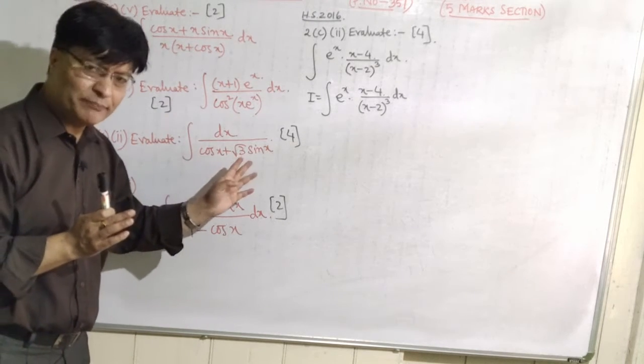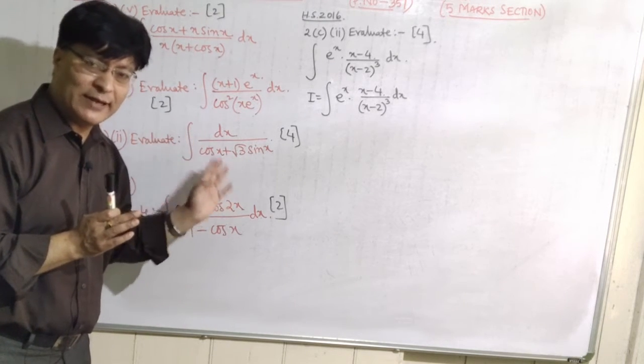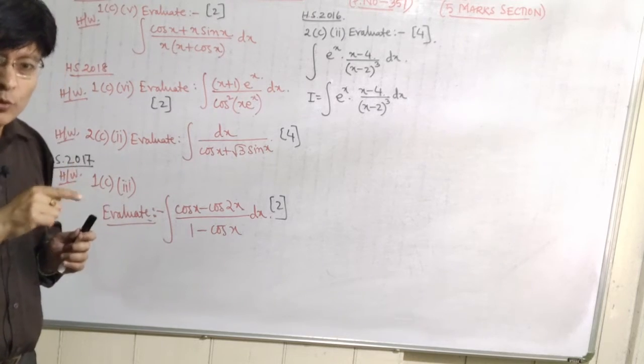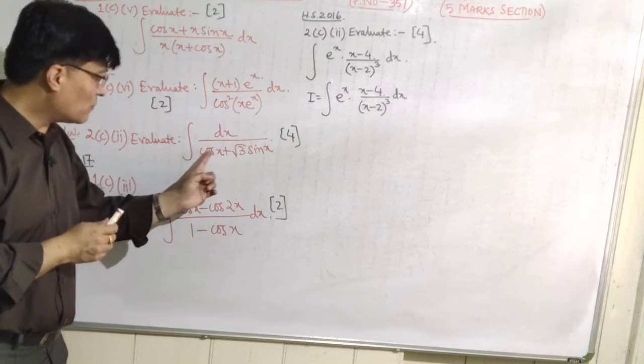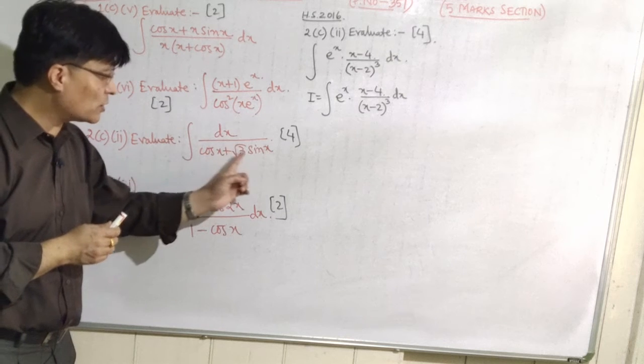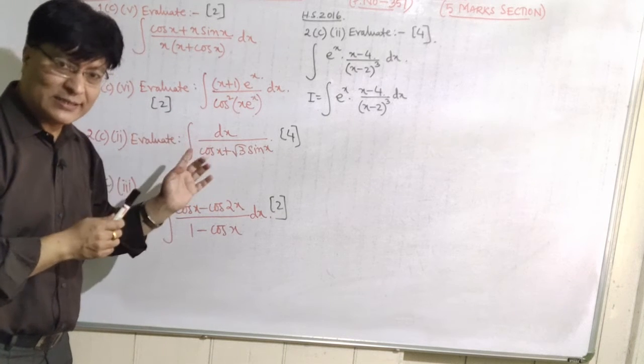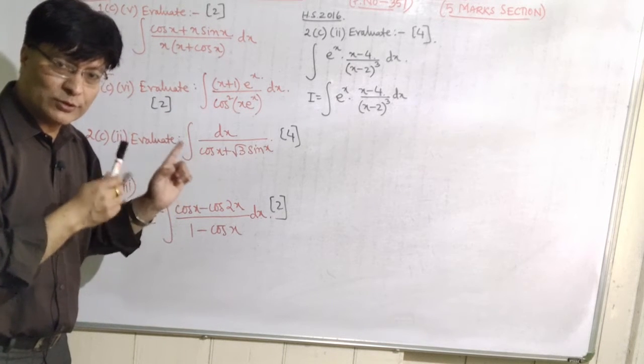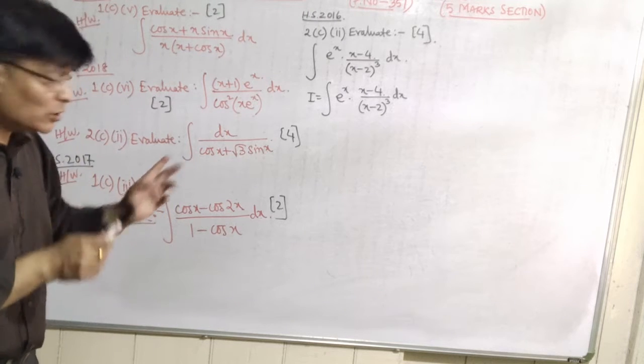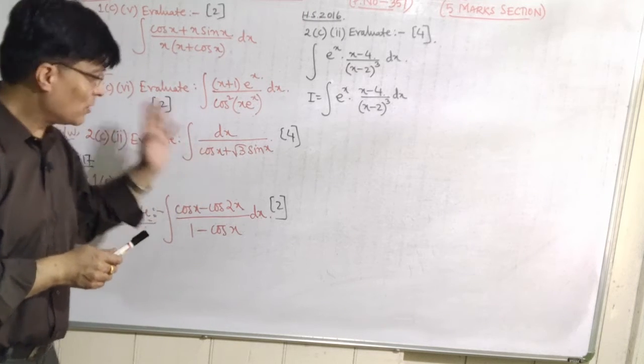So what is the method here? You have to multiply and divide the denominator by the square root of (coefficient of cos x)^2 plus (coefficient of sin x)^2. That is 1^2 plus (√3)^2, under the square root. You know how to do it. Okay. So do it at home.